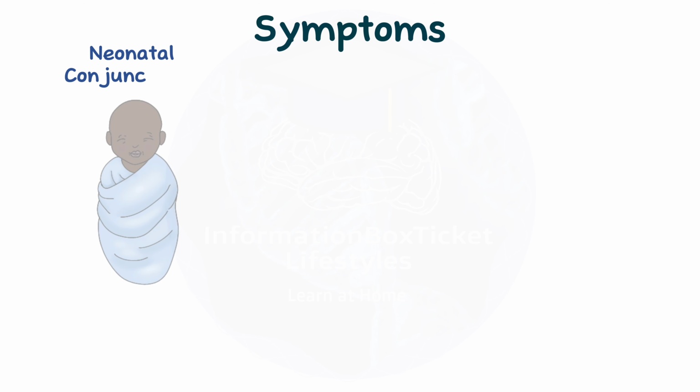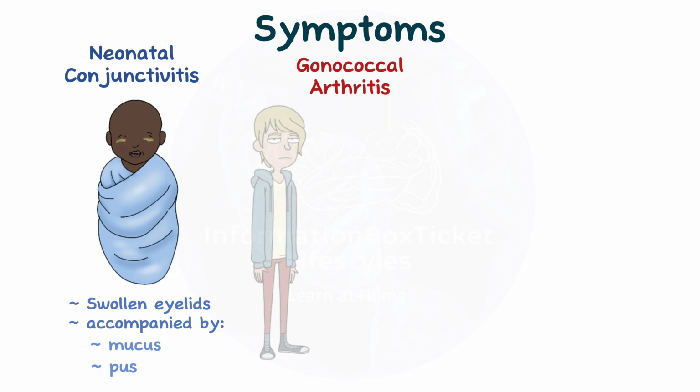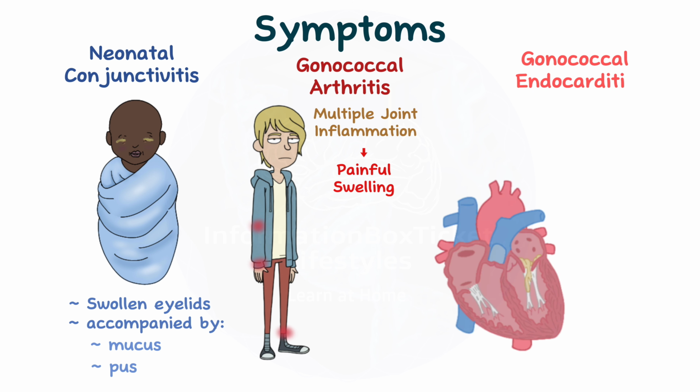Alternatively, in cases of neonatal conjunctivitis, symptoms may include swollen eyelids accompanied by mucus and pus discharge from the eyes. In gonococcal arthritis, multiple joints become inflamed, leading to painful swelling in areas such as the wrists, ankles, and elbows. With gonococcal endocarditis, symptoms may include fever, chills, sweating, and a general feeling of malaise.